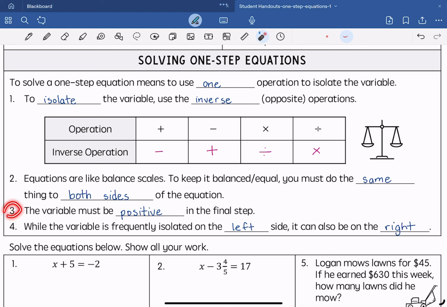So step 3, the variable must be positive. When you're isolating the variable, you want it ultimately to be x equals a number, not negative x equals a number. And step 4, while the variable is frequently isolated on the left side, it can also be isolated on the right side because it might make more sense or there are fewer operations to do. So let's apply these steps to question number 1.